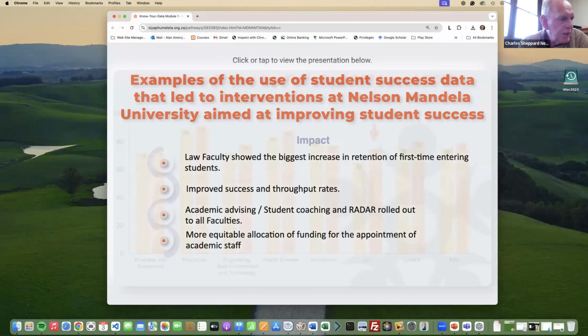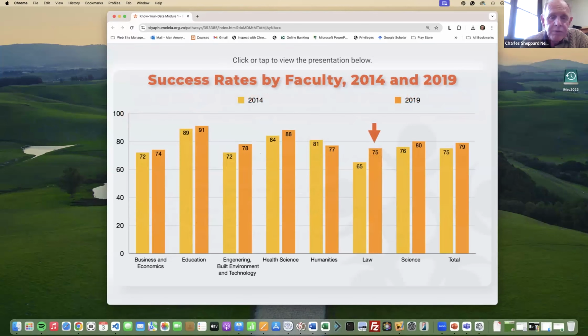I presented this when we received our audit from CHE, and some of the people on the panel got so interested in this that they contacted me afterwards, because they're also now using this way of budget allocation in other universities.